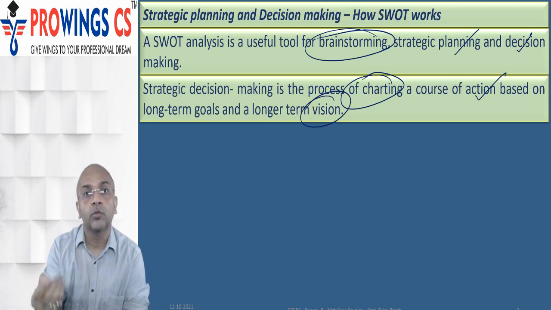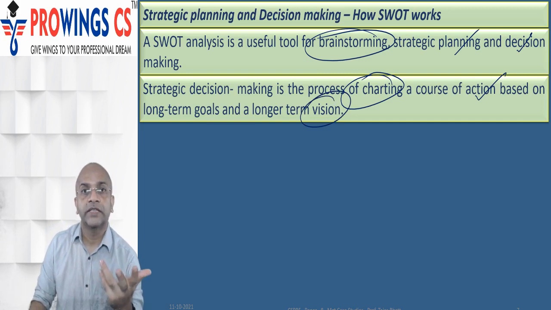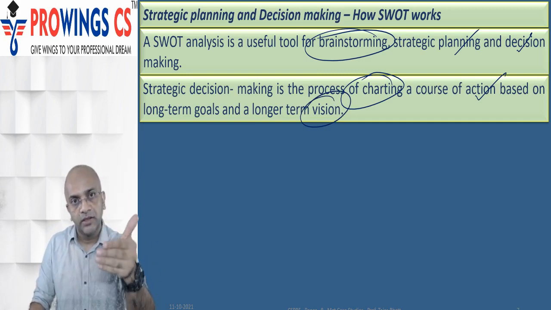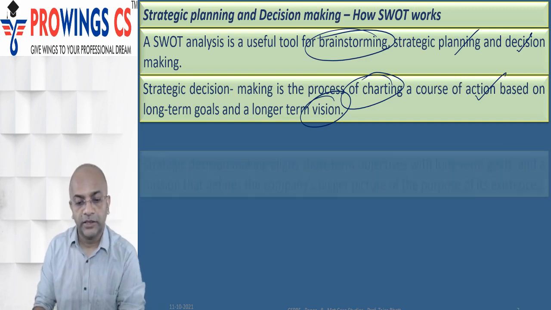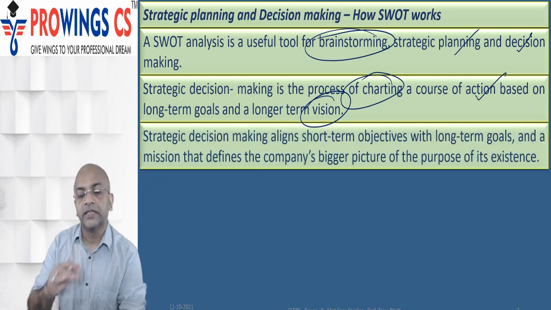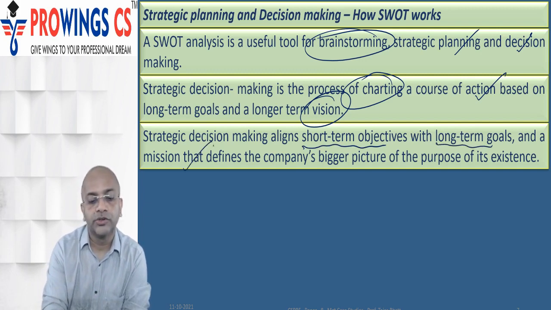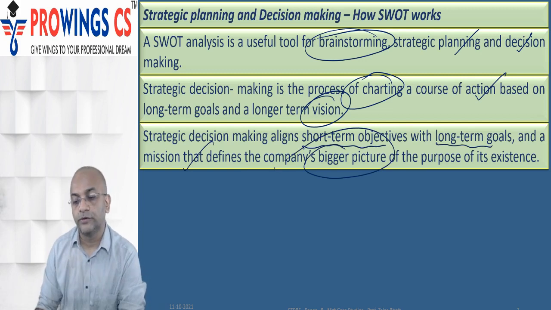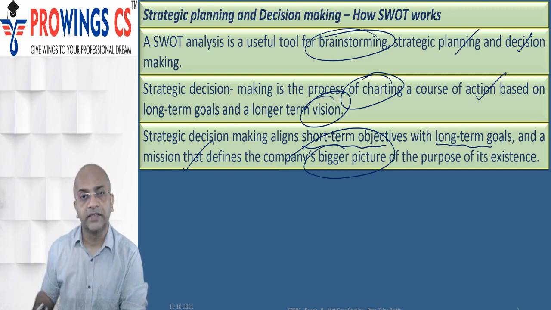That is the vision, what you would like to become, or where you see yourself after 5 years, 10 years, where you see your organization in terms of the whole market scenario, leader, challenger, or follower, or any other level. That's the point. Strategic decision making aligns short-term objectives with long-term goals and a mission that defines the company's bigger picture, the purpose of its existence. Why is my business in existence? What value addition do I consistently provide with respect to what?